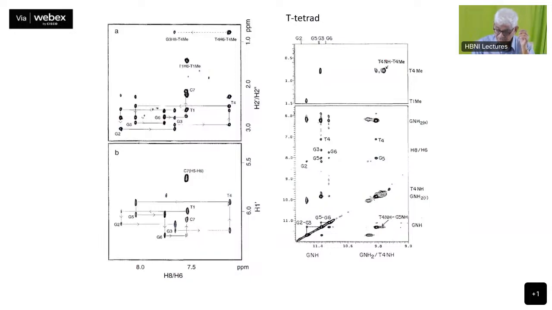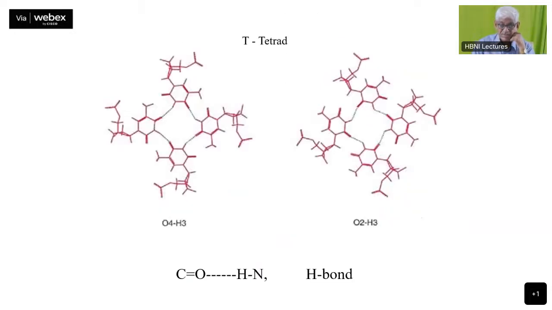We will not go into the specific details, but the T tetrad has this sort of hydrogen bonding scheme. There are two ways here. See the carbonyl of 1T. This is the carbonyl of 1T, and this is the NH proton, and this is the oxygen. So there is an NH...O hydrogen bond. And this is the O4 carbon, and this is the C5. This is the O4 oxygen, the 4 position.